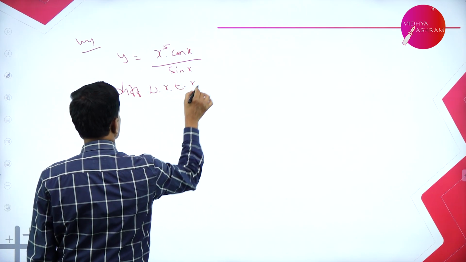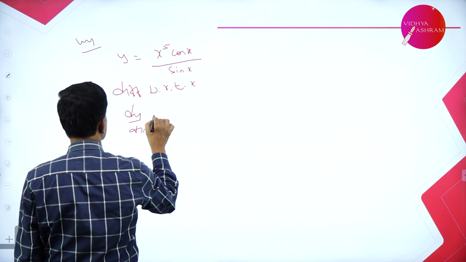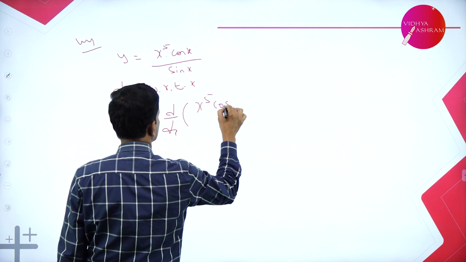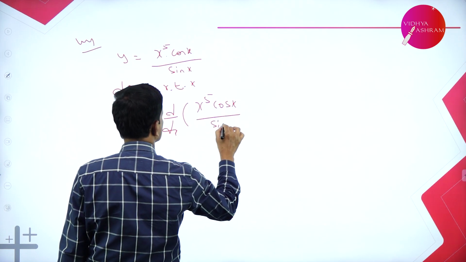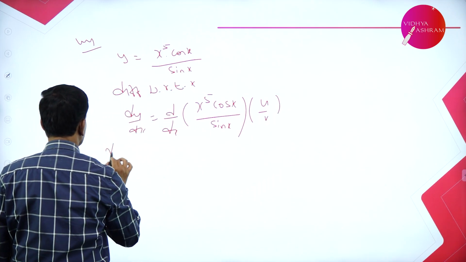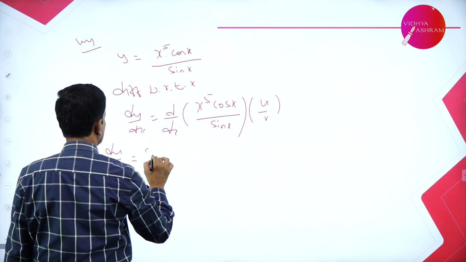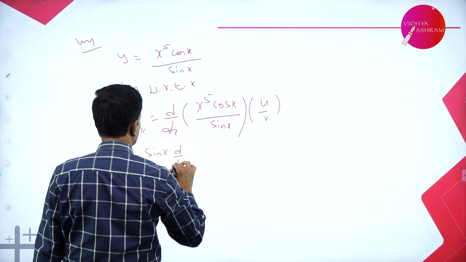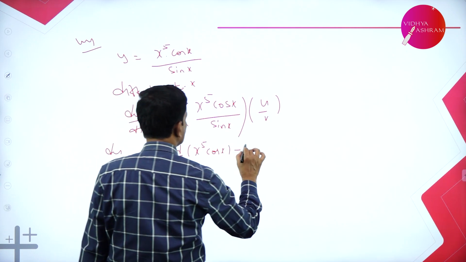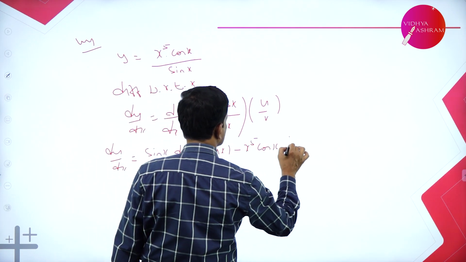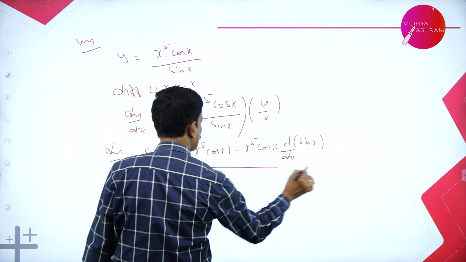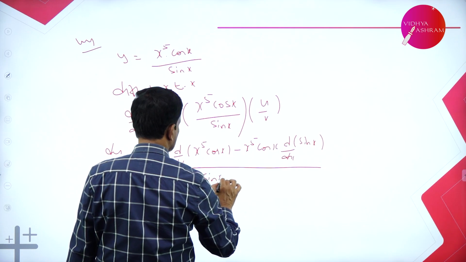Differentiating with respect to x, dy by dx is equal to d by dx of x power 5 cos x divided by sin x. Now first differentiate this using the u by v method. dy by dx is equal to denominator sin x into differentiation of numerator x power 5 cos x, minus numerator x power 5 cos x into d by dx of denominator sin x, divided by denominator square, sin x whole square.